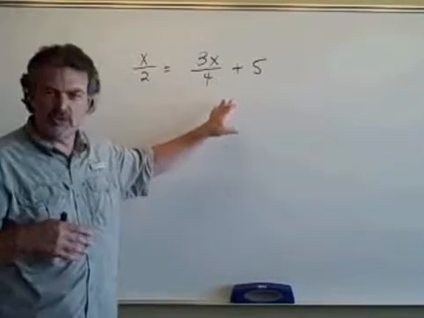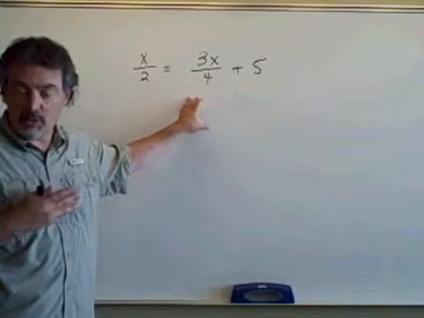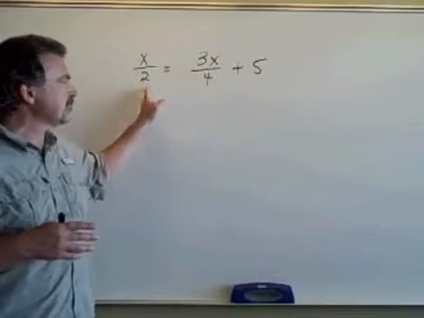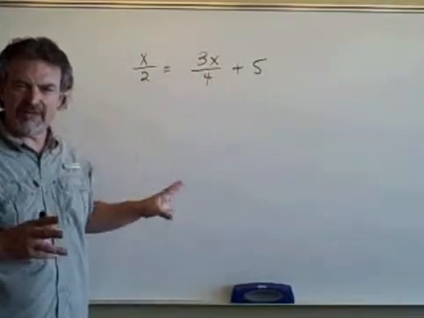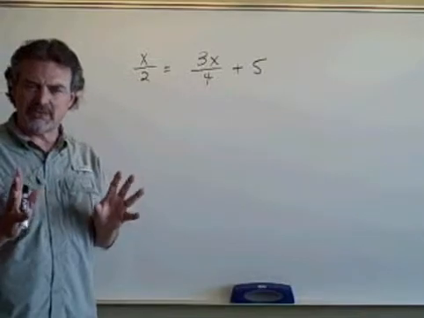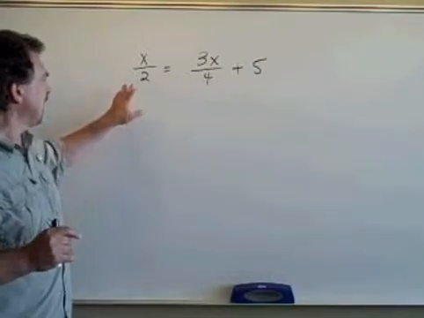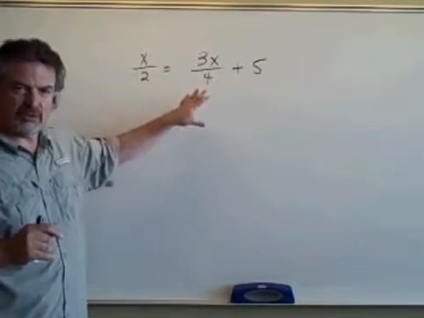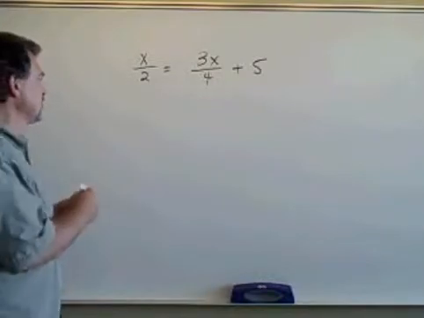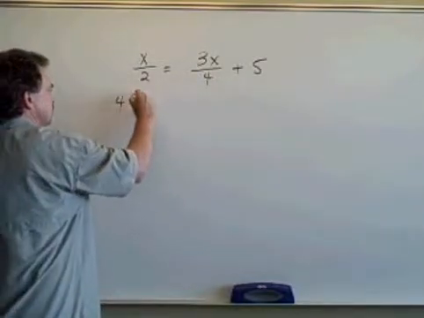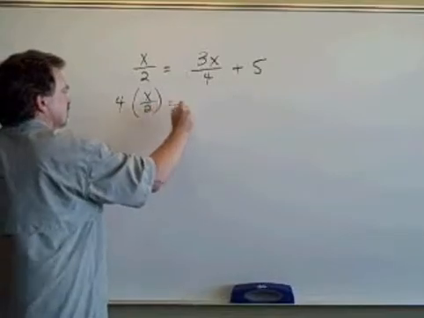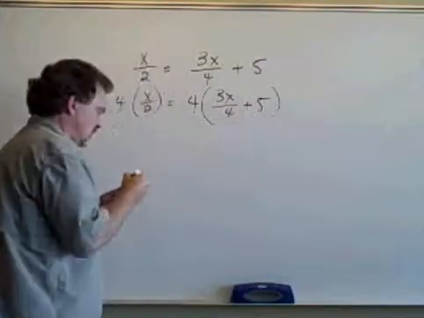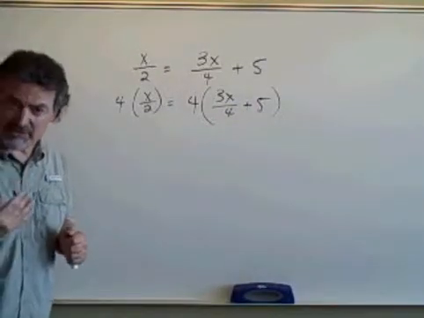And the technique we use to remove fractions from an equation or an inequality is to find a multiplier that, if we multiplied both sides of the equation by that quantity, would cancel out the denominators. Now, if I multiplied both sides of this equation by 4, it would cancel the denominators here. Let me illustrate that for you. Remember, we have to do the same thing to both sides of the equation.